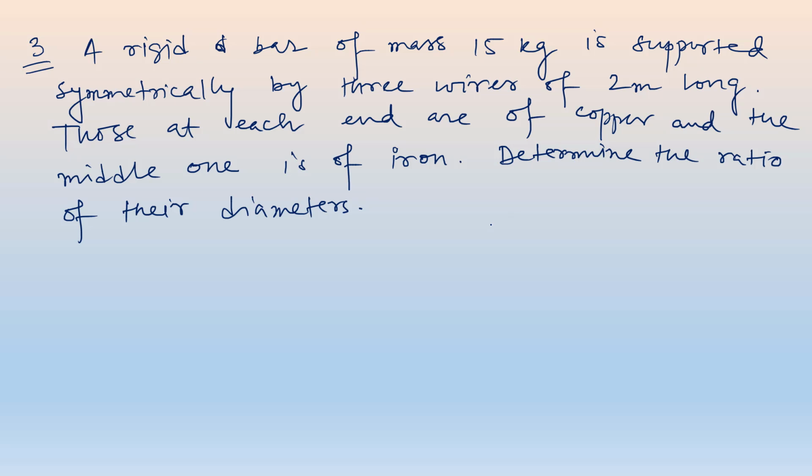In this case, some of the things are given. Young modulus for iron is 19 into 10 to the power 10 Pascal, and Young modulus for copper is 12 into 10 to the power of 10 Pascal. These two things are given. Just try to find it out.